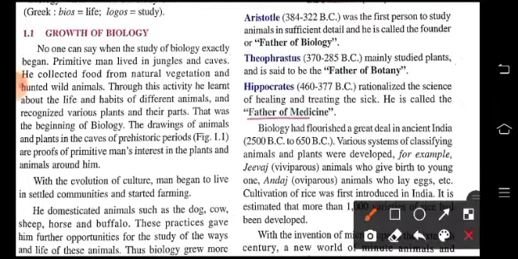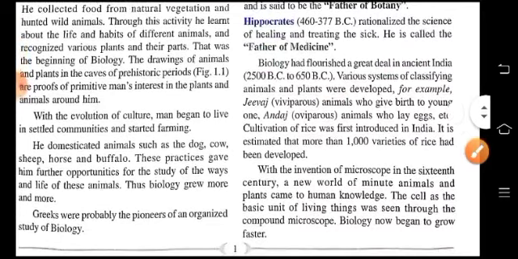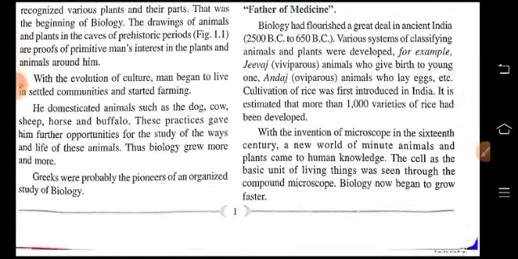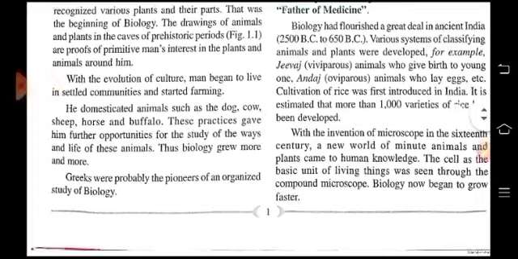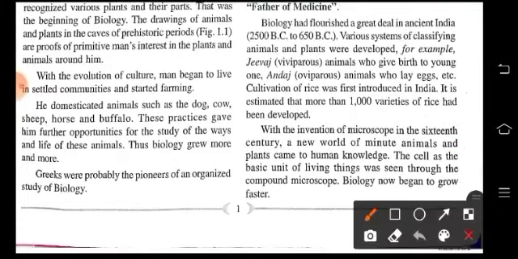Biology after that flourished a great deal in ancient India, and various systems of classifying animals and plants were adopted. For example, jivas are viviparous animals who give birth to young ones, and andas are oviparous animals who lay eggs. The first cultivation of rice was introduced in India, and more than 1,000 varieties of rice had been developed. With the invention of the microscope in the 16th century, a new world of minute animals and plants came to human knowledge.